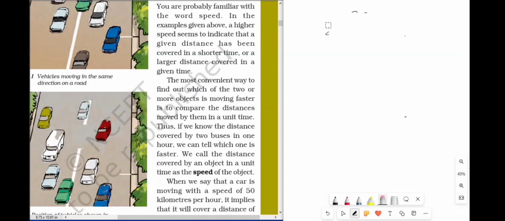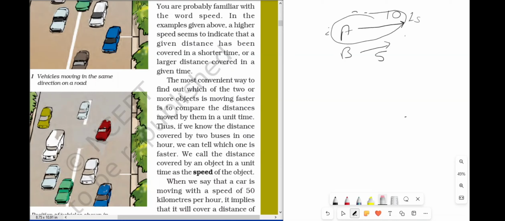तो मान लीजिए दो ऑब्जेक्ट्स हैं A और B. 1 सेकंड में A जाता है 10 मीटर्स और 1 सेकंड में B जाता है 5 मीटर्स. तो किसकी स्पीड सबसे ज्यादा होगी? A की. क्यों? Because it is covering 10 meters in a given unit time, which is 1 second.